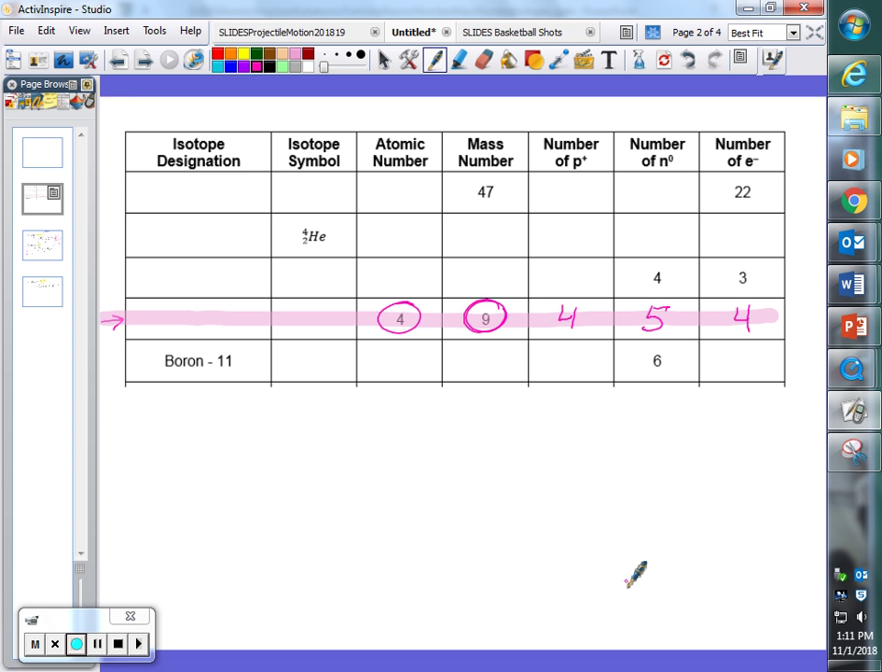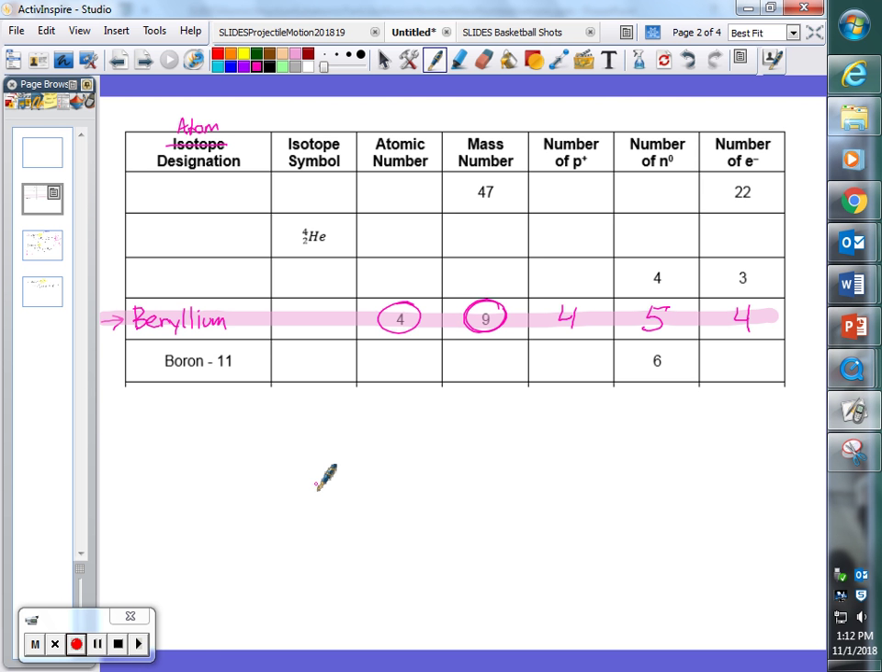Isotope designation. We could also call this atom designation if we want to. The atomic number tells us how many protons an atom has. That's important because it describes for us what type of atom this is, or what element this atom is. Go to the periodic table. Find the element that has an atomic number equal to 4. What do we call that element? Beryllium. Okay? So this will be a beryllium atom.